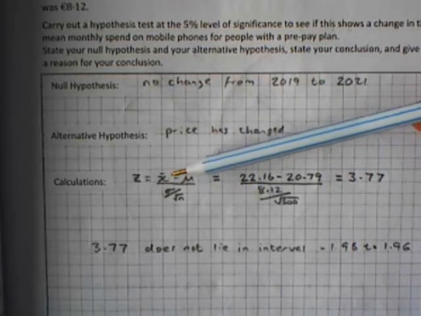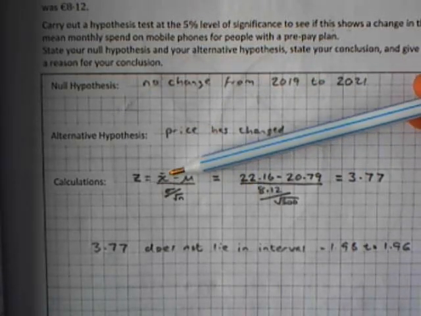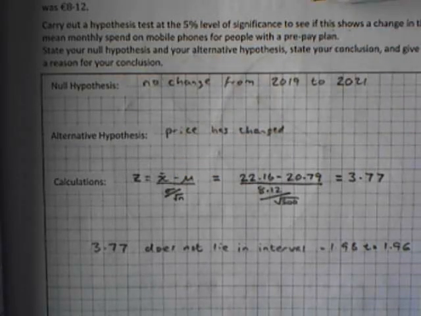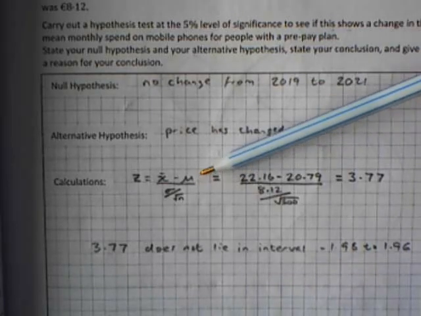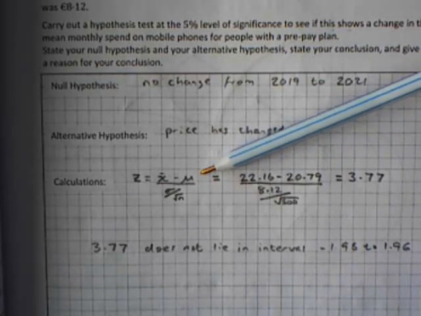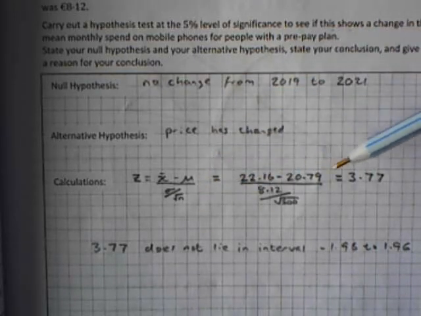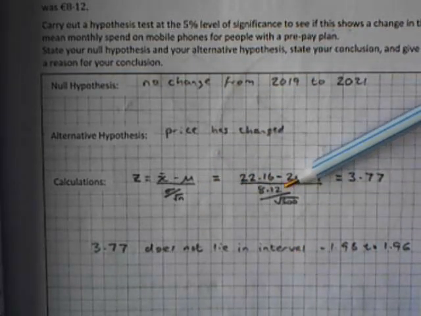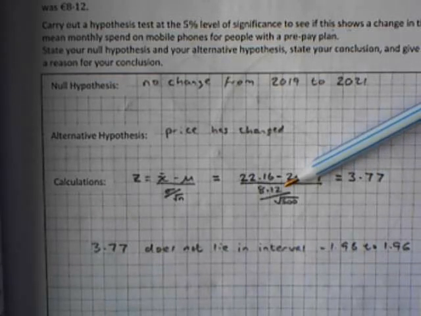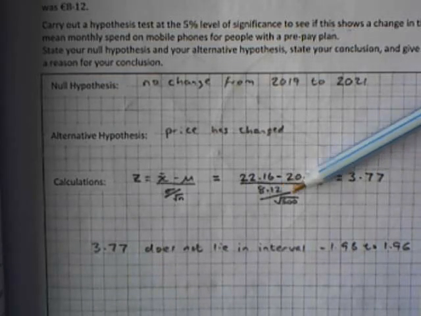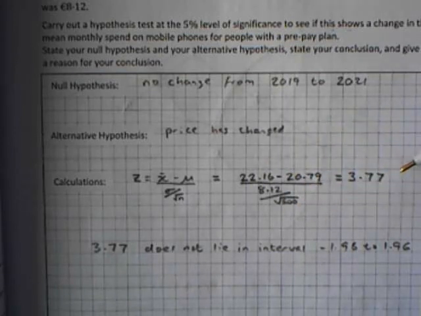So your X bar is your sample mean. So sample mean is your 22 from the top. Your mu is your mean from the population. So that's the 2019 mean. So that's your 20. 8.12 is your standard deviation. They give you that in the question, and 500 is your N. Put all that in, you get 3.77. Now you've just got to check that against plus and minus 1.96.